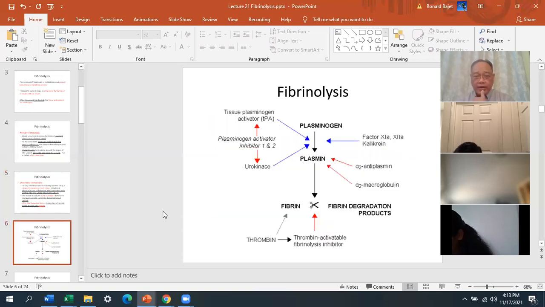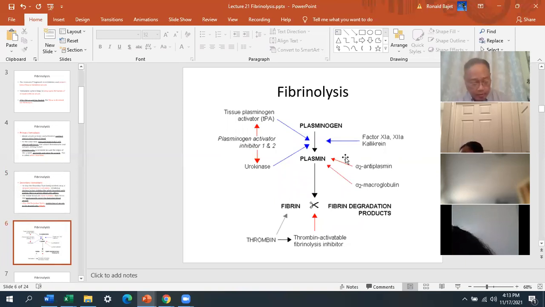So here's the fibrinolytic pathway, fibrinolysis. The main enzyme here is plasmin, and that's responsible for chopping up fibrin. Chop, chop, chop, and to form the fibrin degradation products. You need to memorize this pathway.